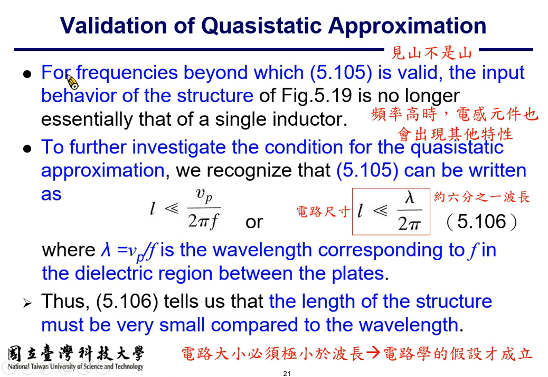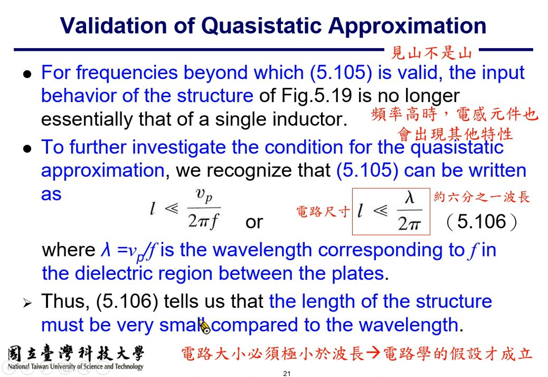So for frequency beyond where equation 5.105 is valid, the input behavior of the structure is no longer essentially a single inductor. Which means for higher frequency, when the circuit size is comparable to the wavelength, it will exhibit capacitive properties, as we can see in the following slide.